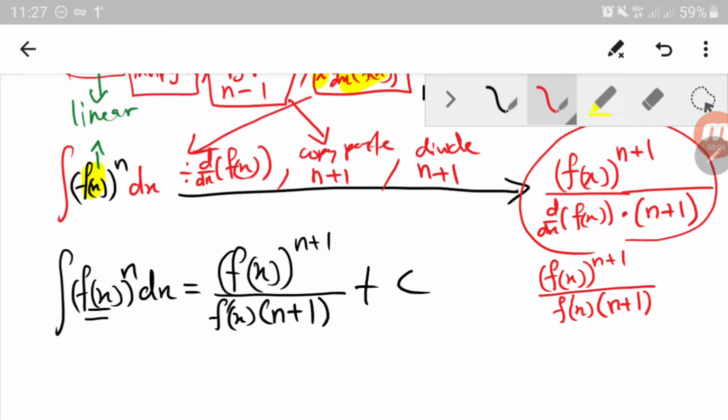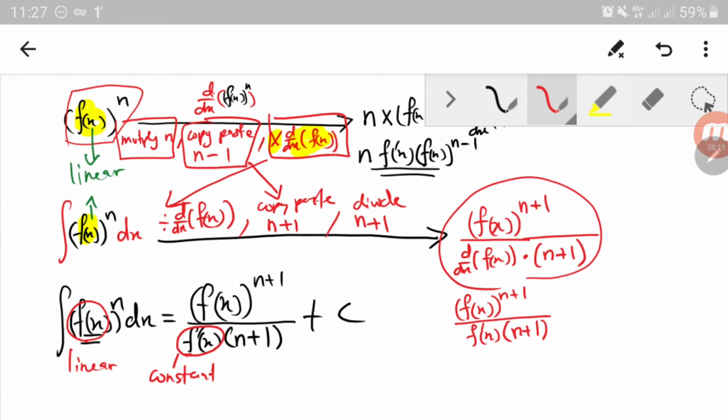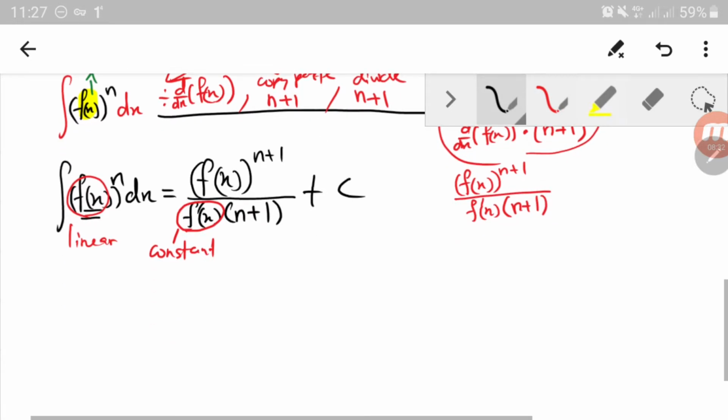Okay, so since this is linear, the derivative of f is a constant. So in this context, this integration remains true. Okay, so I think that's all for the first 3 types. Maybe we do some exercises, some examples.